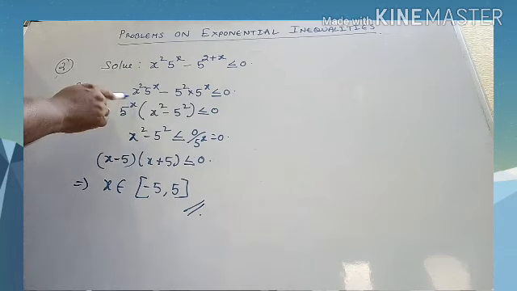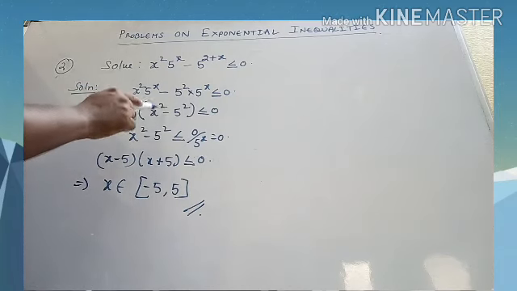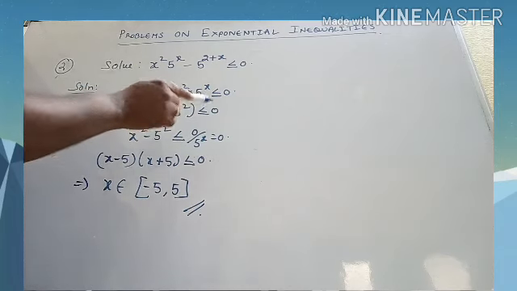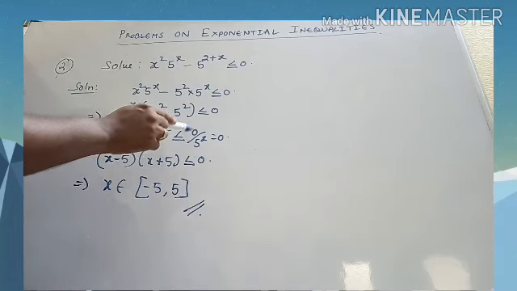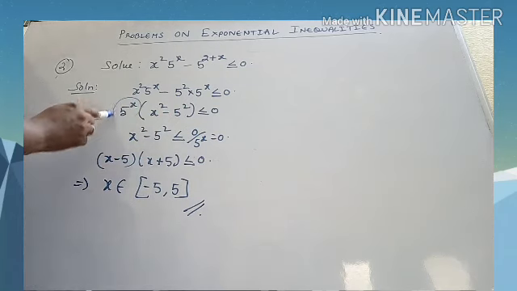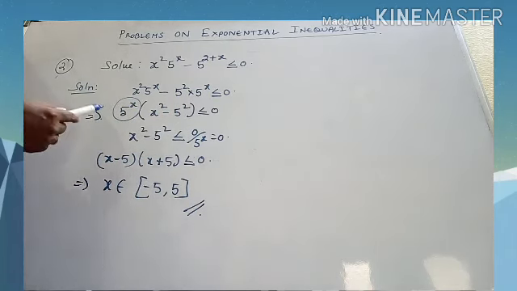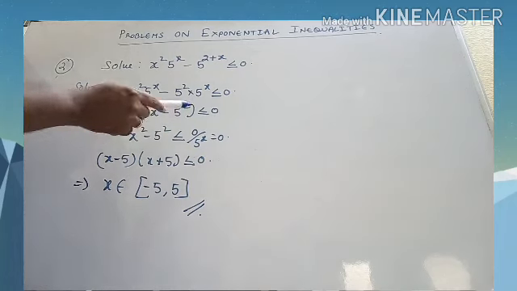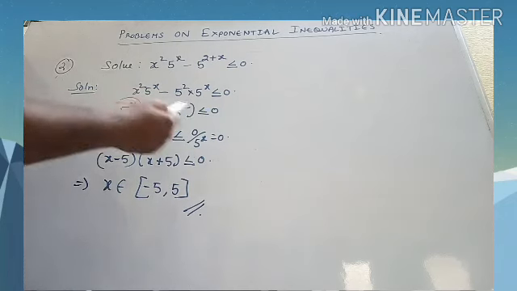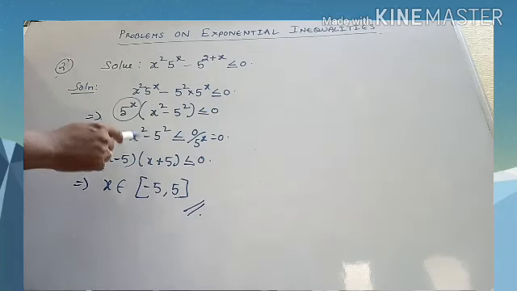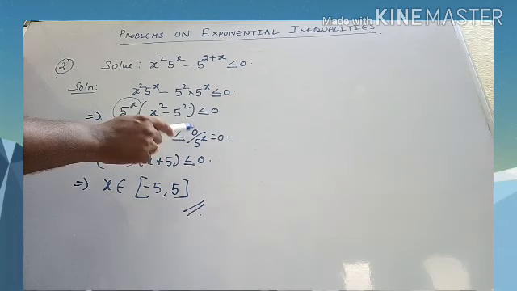You take here 5 power x common, then you will have x square minus 5 square is lesser than or equal to 0. That means x square minus 5 square lesser than or equal to 0 by 5 power x, because this 5 power x is a positive quantity. 5 power any real number is a positive quantity, we can nicely transfer to the right side. That means you divided by 5 power x on both sides. Therefore x square minus 5 square is lesser than or equal to 0.